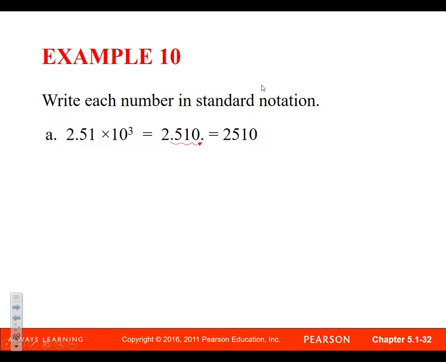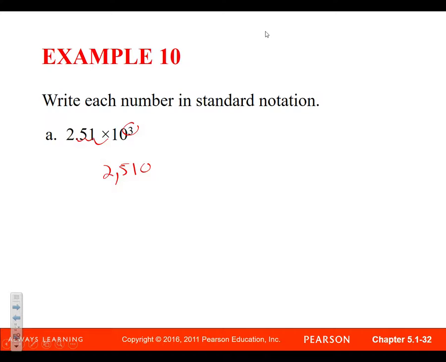Okay, so now here's the thing. Now how to go back to standard notation. Okay, that's 2.51. How many times bigger does it need to get? 3. So I'm going to go 1, 2, add a 0 for 3. So 2, 5, 1, 0. Comma goes there, and we're done.